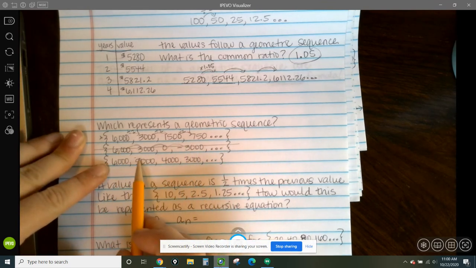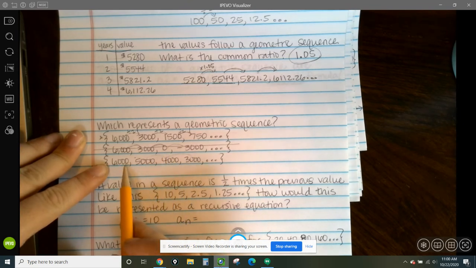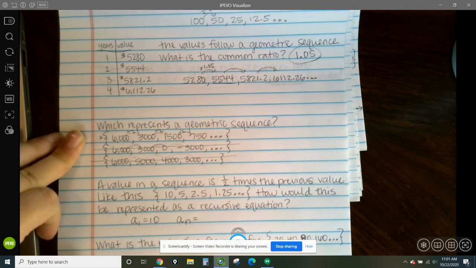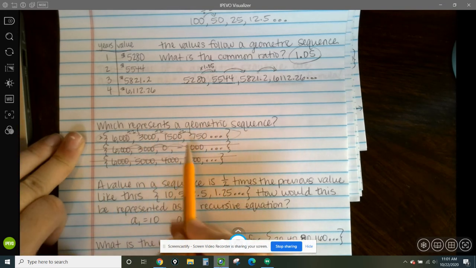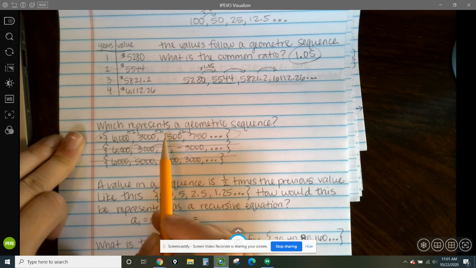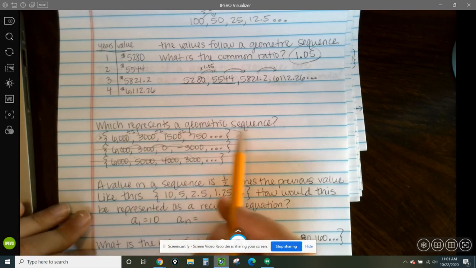6,000 to 5,000, and then 5,000 to 4,000, 4,000 to 3,000. To me, that looks like they're subtracting 1,000 every time. Subtracting is not a geometric sequence, so that guy's out. So which one represented a geometric sequence? It was this first one. Make sure you test all of them though. Just because we found the first one, there could be more than one that represent a geometric function or a geometric sequence. So make sure you check them all.